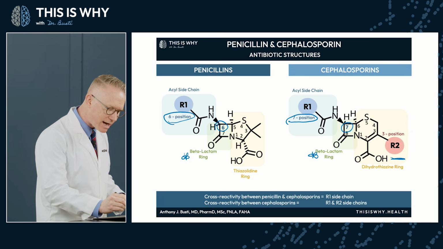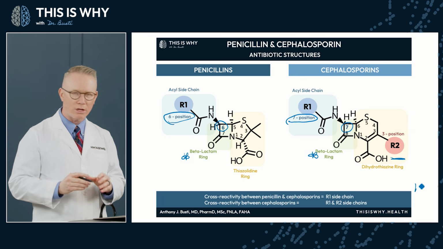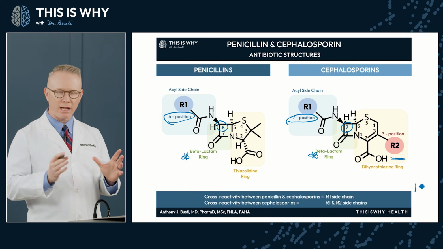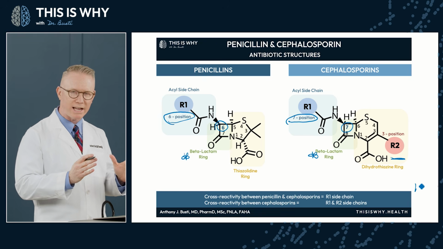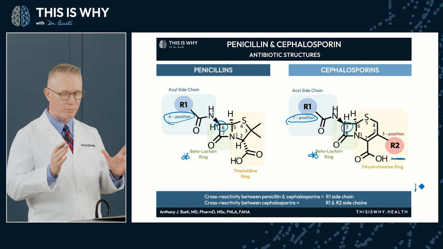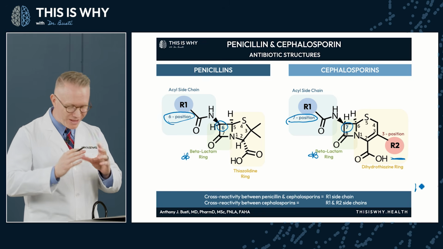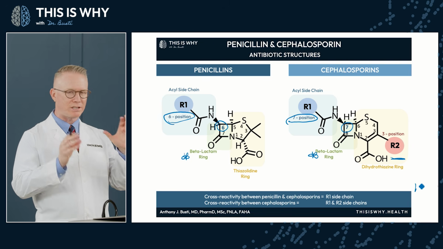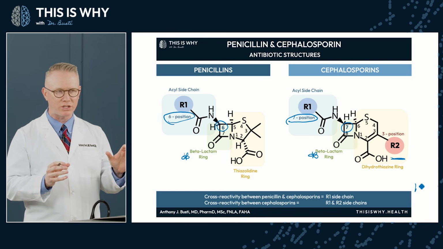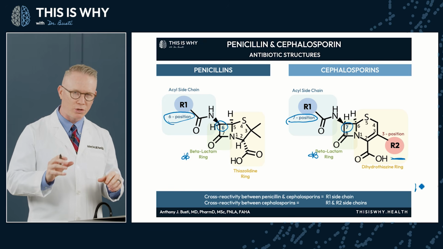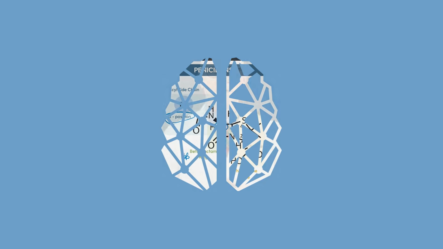Okay, now I summarized that down here at the bottom for you, so that the cross-reactivity is between the R1 side chains between penicillin and cephalosporins. The more alike they are, the greater the risk. And the cross-reactivity within cephalosporins is more related to the similarities of the R1 side chain and the R2 side chain. Okay, so let's pause there for a moment and recognize the following.